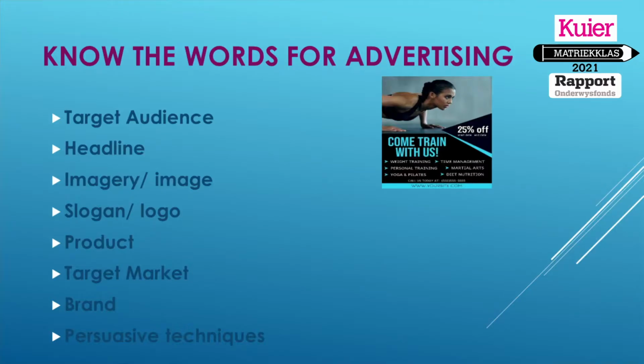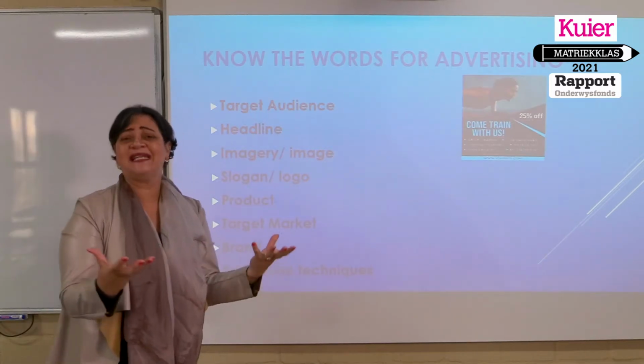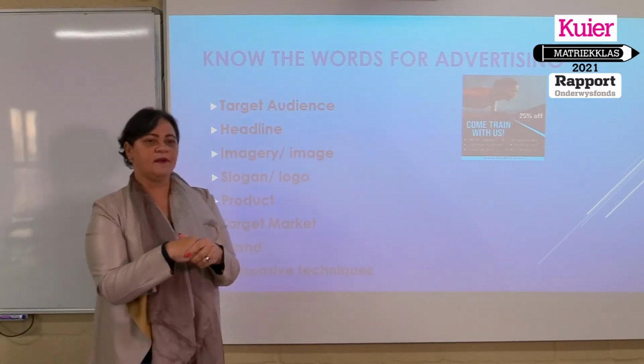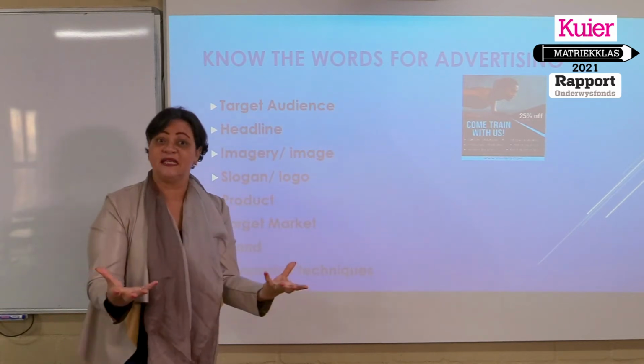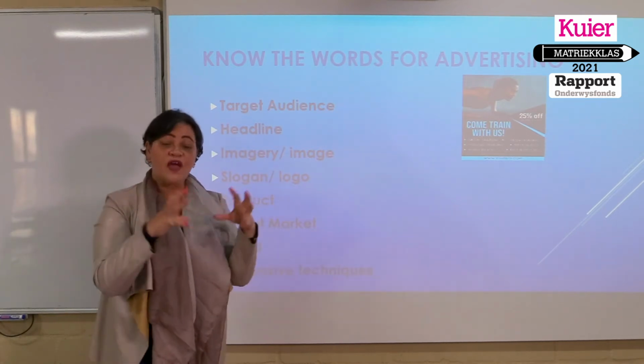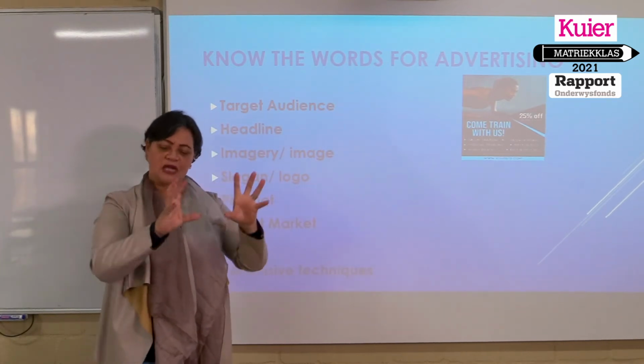Then the brand. The brand name would be who is selling this product, okay? So it could be a sports product, it could be Adidas. If it is magazines, it could be Kuier magazine. So you need Media 24. Those are the brands where those products are coming from.